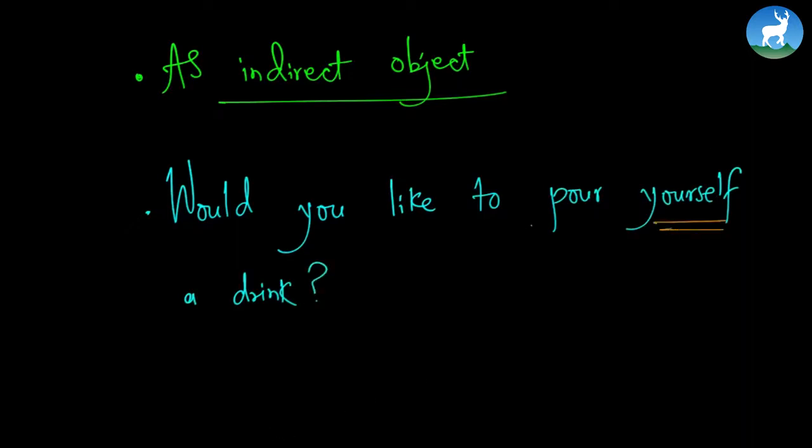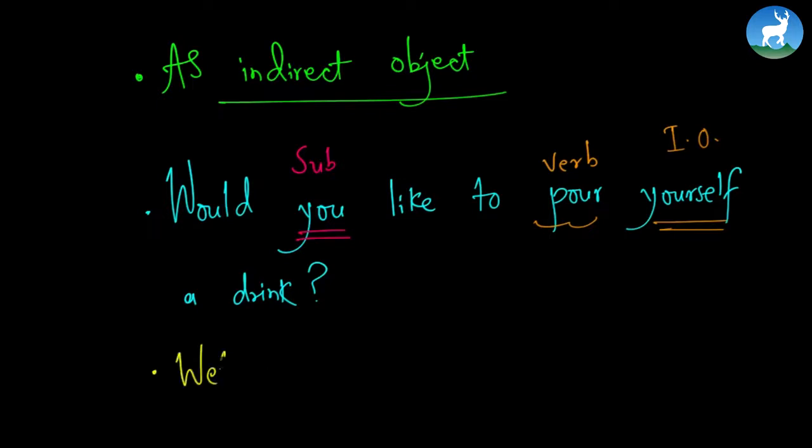So, what is the verb? Pour is the verb. Yourself, is it a direct object or an indirect object? Of course it is an indirect object. As an indirect object, where the indirect object is the same as the subject of the verb. What is the subject of the verb? You is the subject of the verb. Would you like to pour yourself a drink? Would you like to do something, right? So, we are talking about reflexive pronouns as indirect objects.